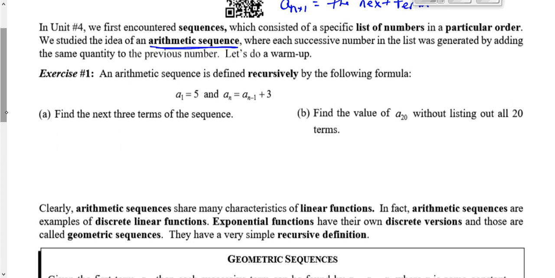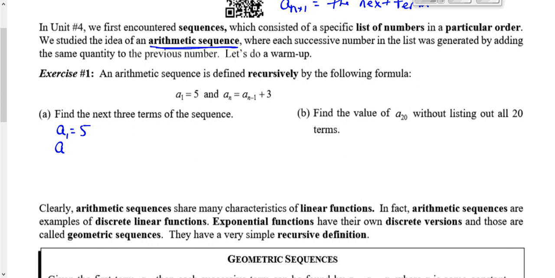So this gives us the first term and the rule. What does this say? What's the first term? A sub 1, the first term, and A sub n, then every term equals the previous term plus 3, right? So you're just adding 3 each time. So let's find the next 3. Let's list the first term. A sub 1, of course, equals 5, right?